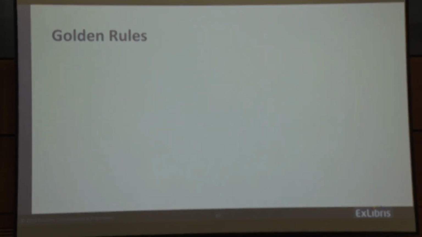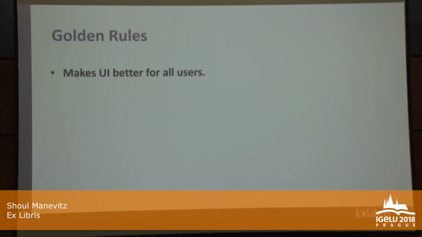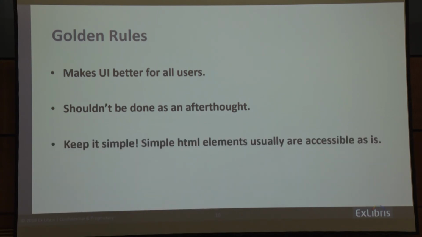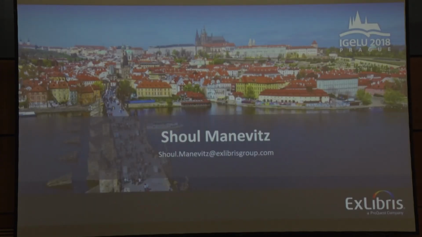So just to finish off, because we don't really have any time. If you're taking anything away from this talk, a few golden rules. We believe that accessibility makes the user experience better for all users, not only those with impairments. It shouldn't be done as an afterthought if it could be helped, because you'll have a better time and you'll have a better UI if you do it that way. And try to keep it simple. Try using just regular HTML elements. Don't try to do anything too weird. All right. Thank you.